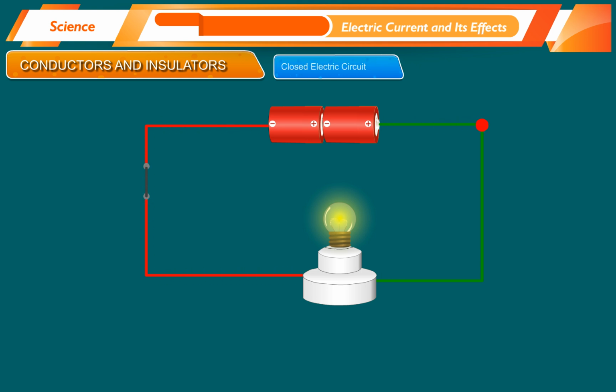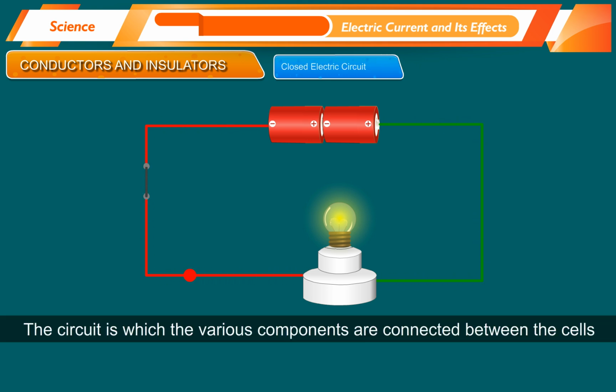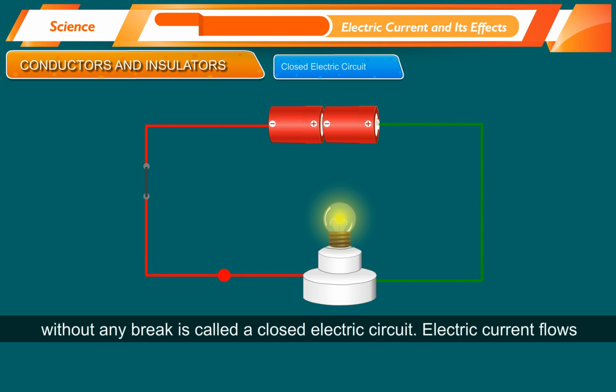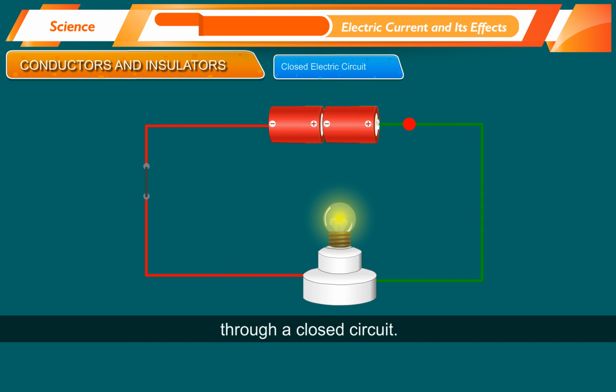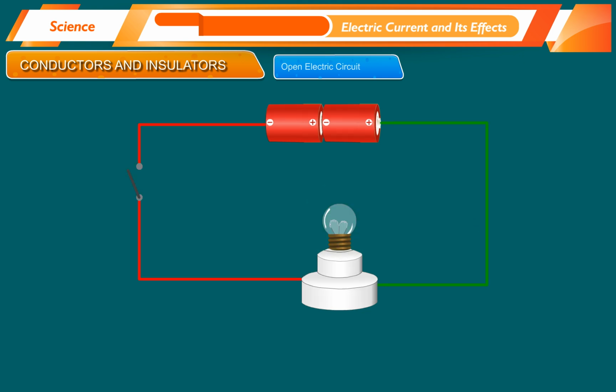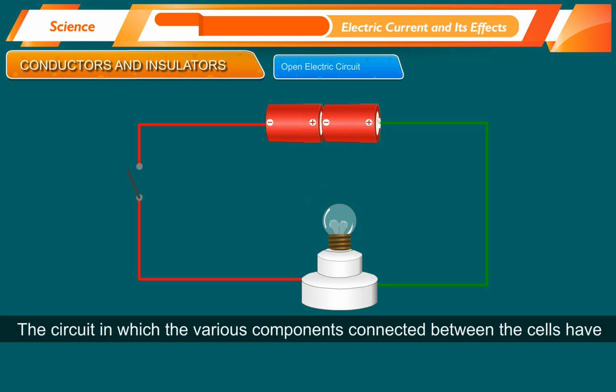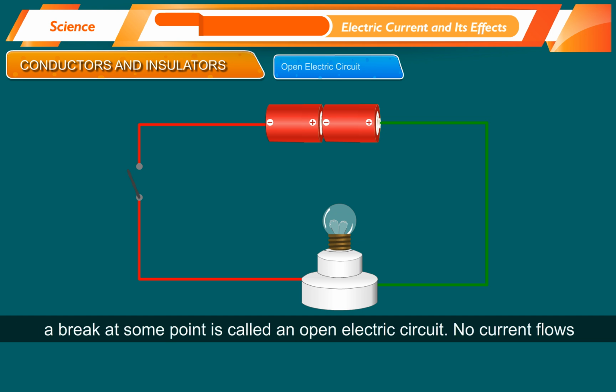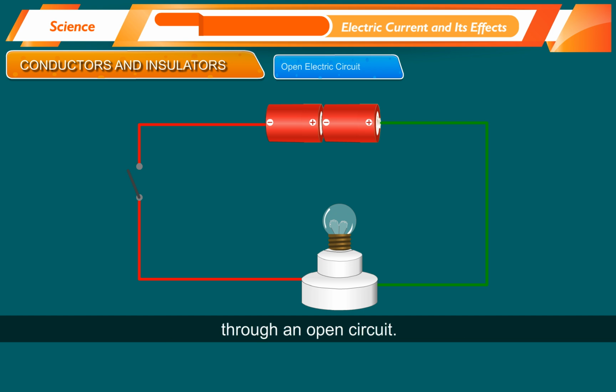Closed electric circuit. The circuit in which the various components are connected between the cells without any break is called a closed electric circuit. Electric current flows through a closed circuit. Open electric circuit. The circuit in which the various components connected between the cells have a break at some point is called an open electric circuit. No current flows through an open circuit.